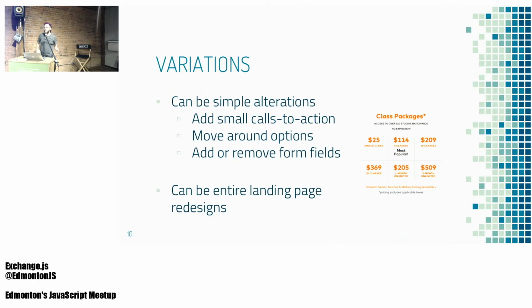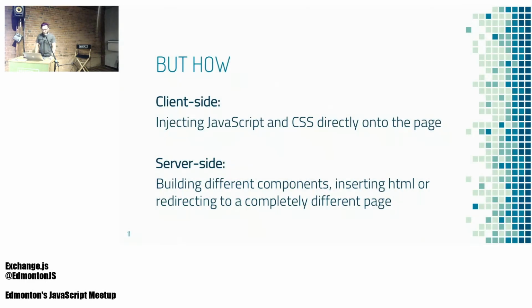You can also do entire landing page redesigns. So you would have an A/B test that directs different users to completely different pages and then track via analytics or whatever built-in mechanism you're using for your A/B testing and see your overall conversions from that page on. But how do we do this? We'll get into, well, not really actually. We don't get into how very much.